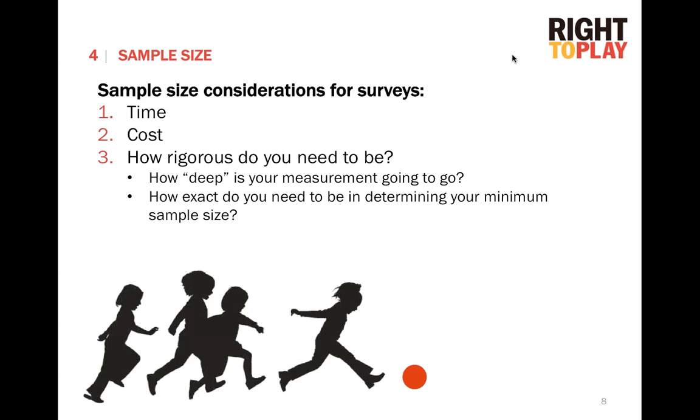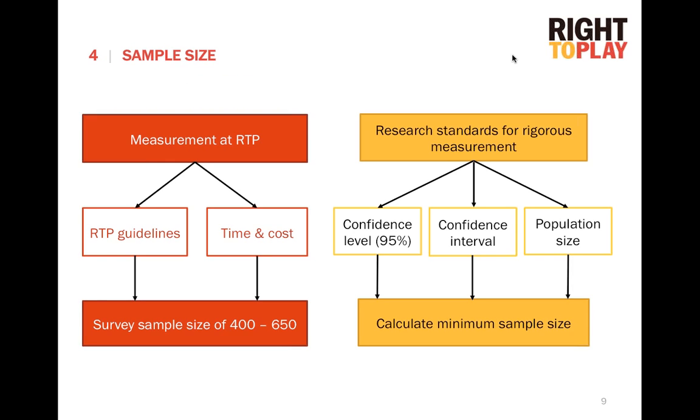And while you want to make sure that you're as representative as possible, you also need to find the right balance between having a sample that's large enough to be representative without going beyond your budget and your available time. An important question to consider is how rigorous do you need to be? How deep is your measurement going to go? And how exact do you need to be in determining your minimum sample size? For most of our M&E work, sample size will be based on Right to Play sample size guidelines and the time and the resources that are available.